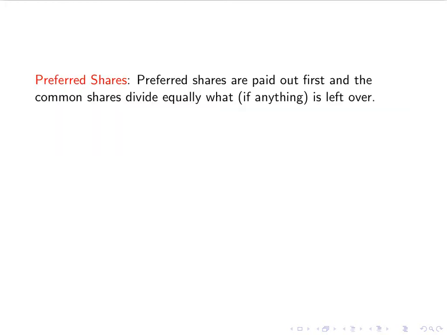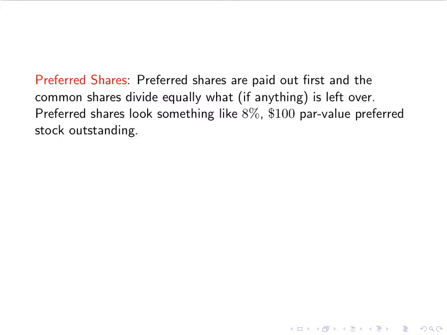The next type we're going to look at is preferred shares. Preferred shares are paid out first, and then the common shares divide equally what, if anything, is left over. So it could be a case where if you have common shares, you don't get anything of the dividend. Preferred shares get paid out first, so it's really important that we take care of that one first. A preferred share looks something like some percentage of some dollar par value preferred stock outstanding. It looks a little wordy here, but the only thing that we really care about is this part here: what percentage of what dollar amount?